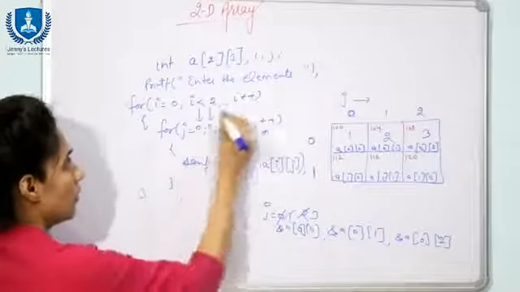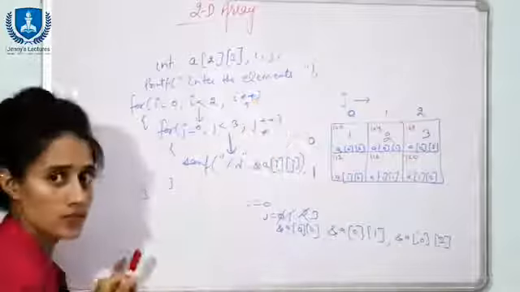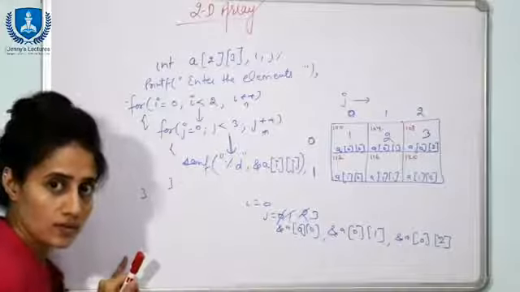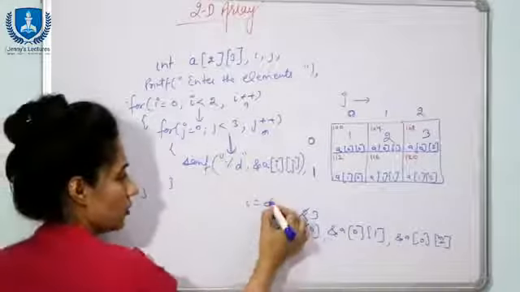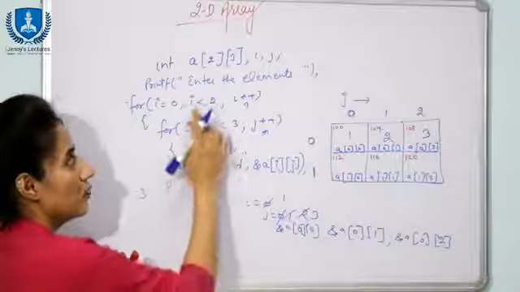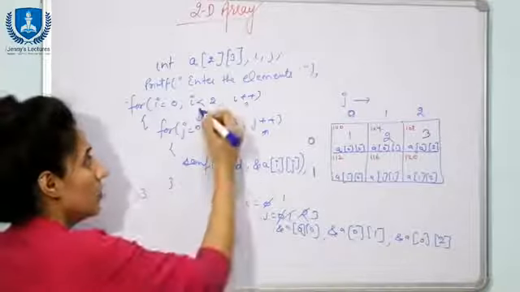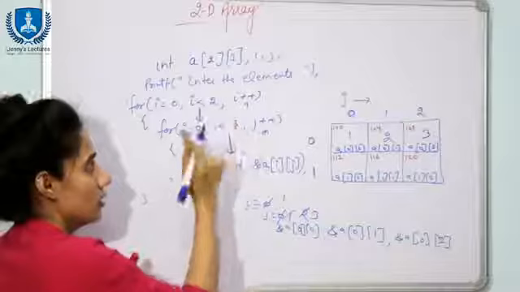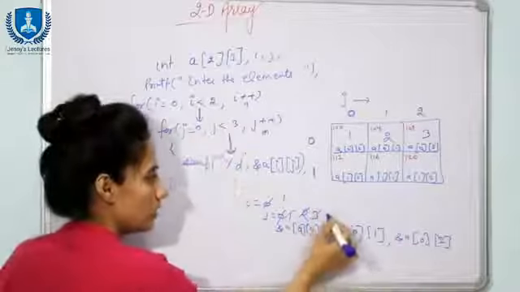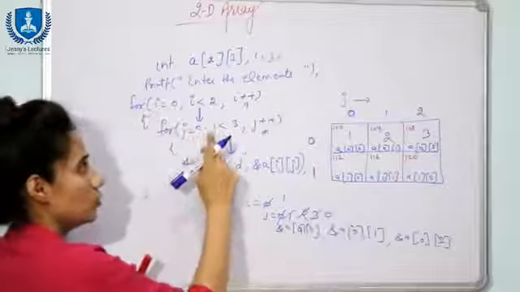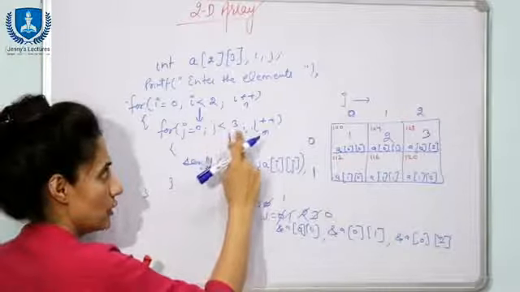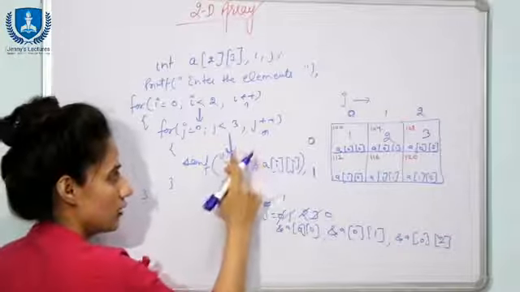So control will go now at i plus plus, fine. Now i becomes 1, 1 is less than 2, again control will go within this for loop. Now again j starts from 0, 0 is less than 3, yes, control will go within this for loop.